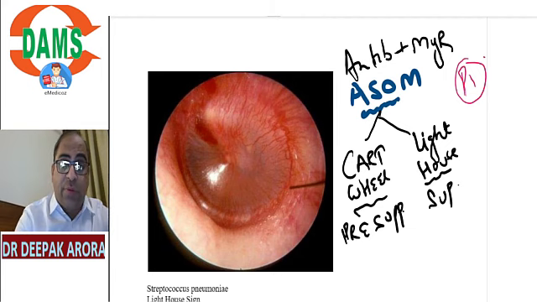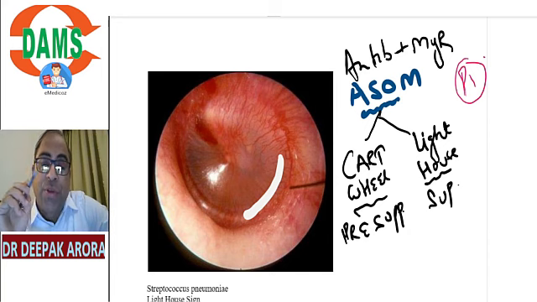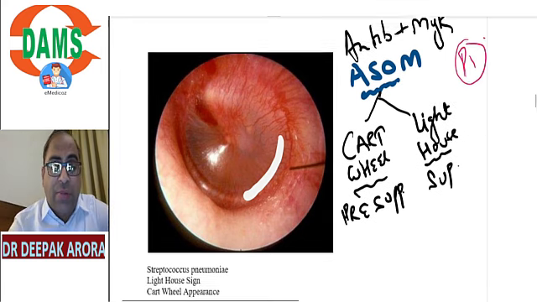So what will be the treatment for this? This will be a posterior inferior incision. So I will be giving a posterior inferior incision in a patient of ASOM, acute suppurative otitis media.